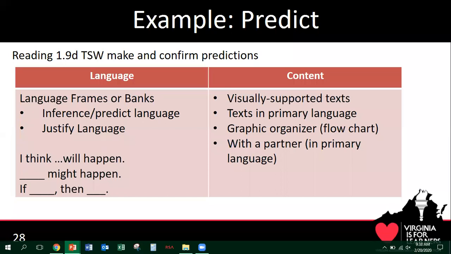And then how are we supporting the text from which they are making and confirming predictions? Again, we can support it with visuals. We can have texts that are in the student's primary language if they know how to read in that language. It might be a flowchart where we've chunked and engineered the text where they're just reading manageable parts within a flowchart. They could make their predictions with a partner in their primary language and then repeat that later in English given a language frame.